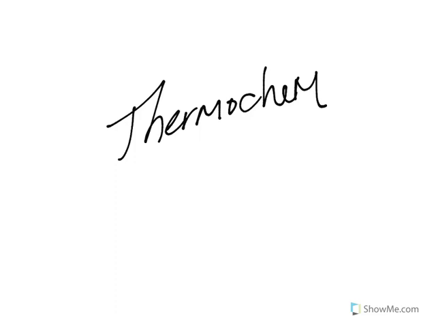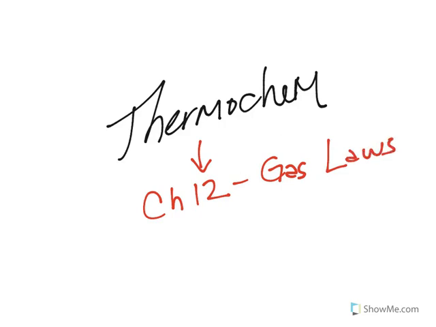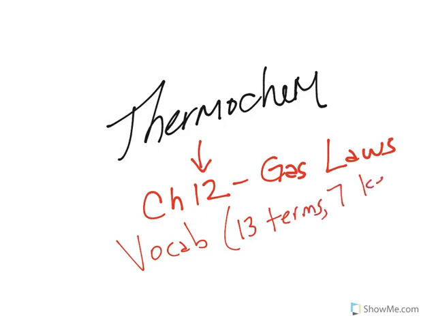Alright, so we're done with thermochemistry, and what that means is, moving forward, you can expect to go into the next chapter, which is chapter 12, gas laws, which means in your composition notebook you have to do vocab, which I will expect to see on Wednesday. That is 13 terms, and those 13 terms also come with 7 key equations, and those can be found on page 355. Enjoy.